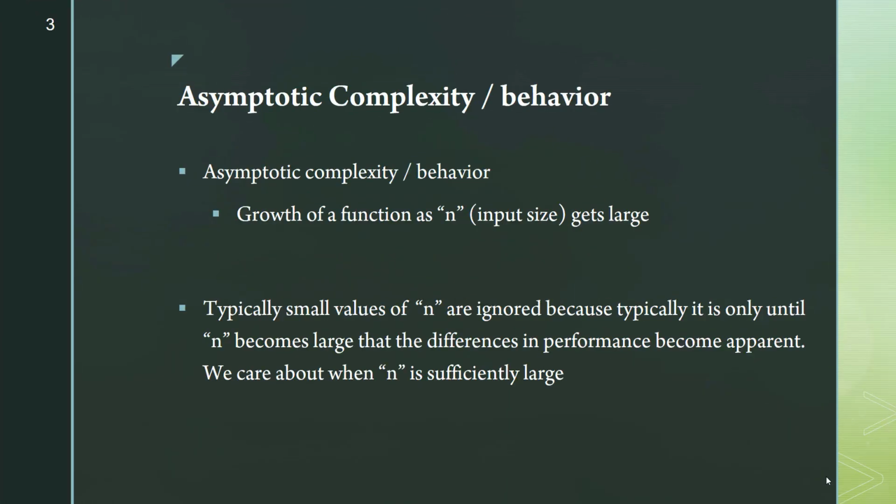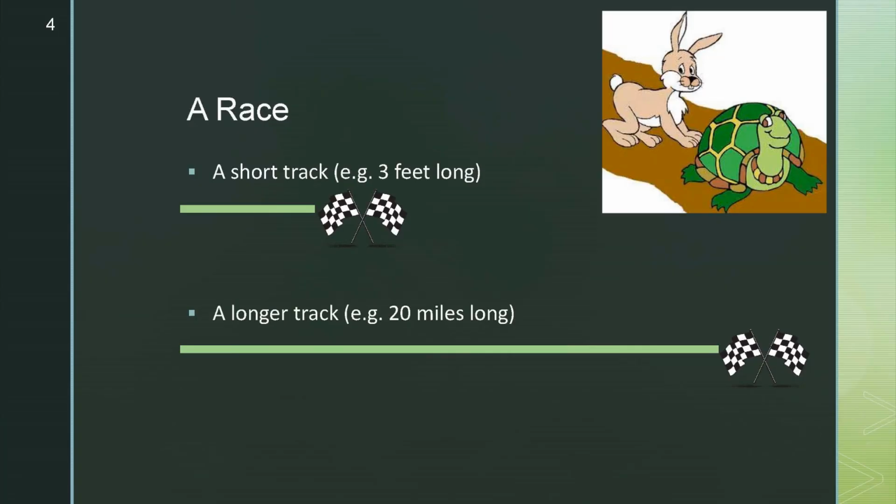The asymptotic behavior of an algorithm or function refers to the growth of this function as n gets large. It's not until n gets large that the true nature, in terms of performance, of an algorithm or function becomes apparent. Let's envision a race with two runners, runner 1 and runner 2. What if the track is 3 feet long? The race begins, the runners run towards the finish line, and runner 2 wins. Does this really mean runner 2 is better or faster than runner 1? Could you even time this race accurately?